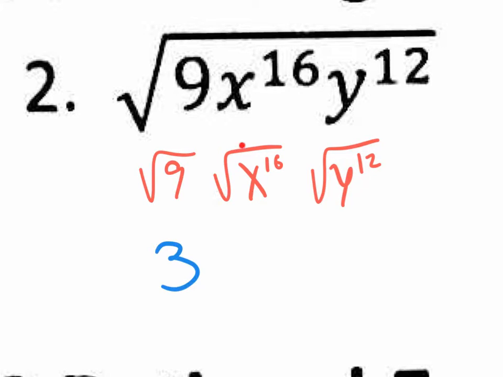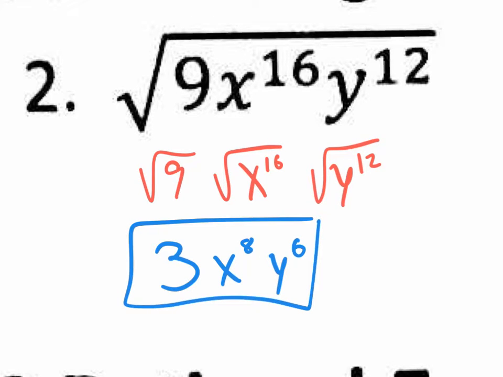And remember, the square root of x to a certain power, it's like dividing that power by 2. So that would be x to the 8th. And finally, y to the what? When you divide this by 2? 6. So there's our final answer. 3x to the 8th, y to the 6th.